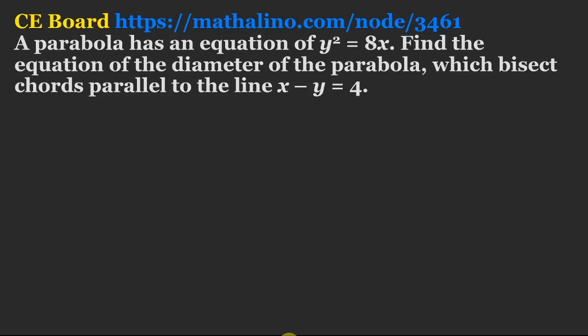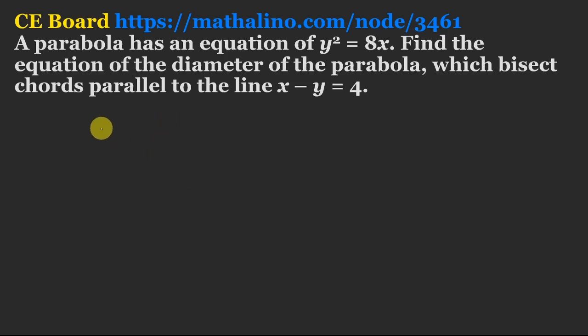Problem similar to civil engineering board exam. A parabola has an equation of y squared is equal to 8x. Find the equation of the diameter of the parabola, which bisects chords parallel to the line x minus y is equal to 4. The first thing you need to do is to find the slope of these parallel chords.